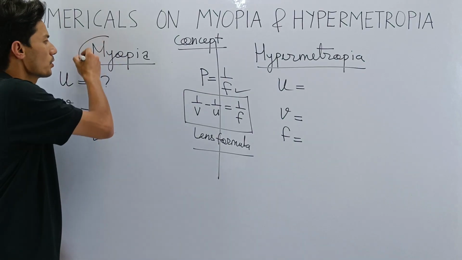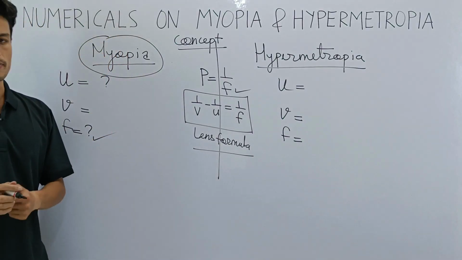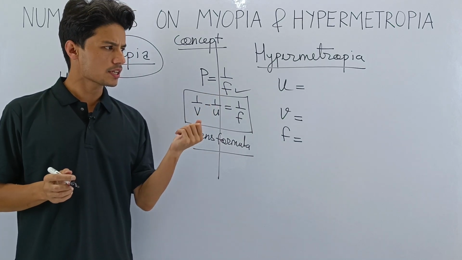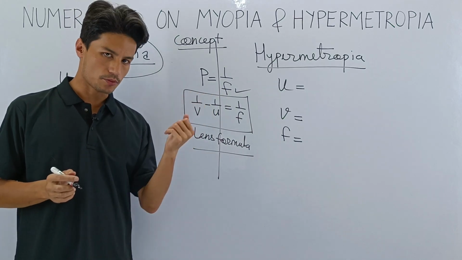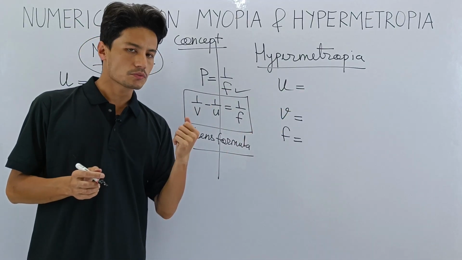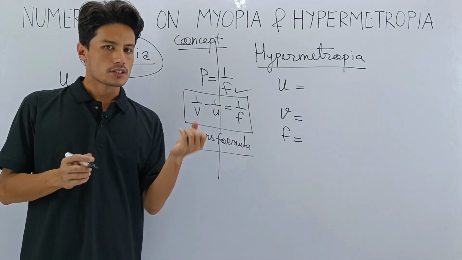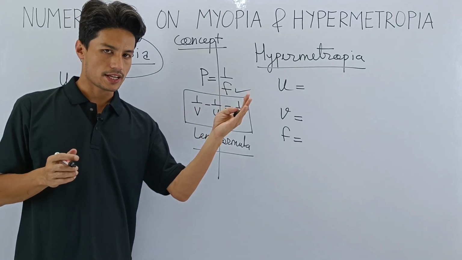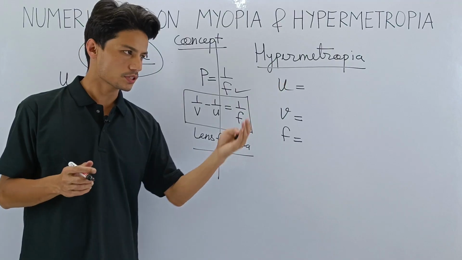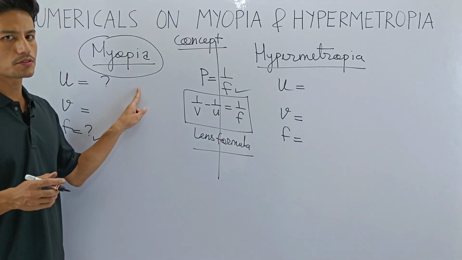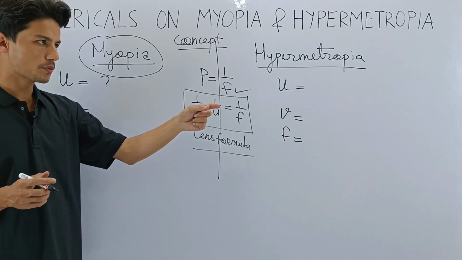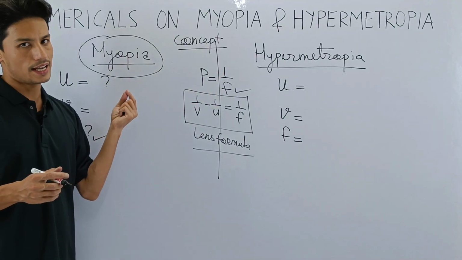Let me teach you how to derive u in both myopia and hypermetropia. Now let's say we are doing a question on myopia. Myopia being short-sightedness, the person has no difficulty seeing near objects, but has difficulty seeing far objects. So we will consider the problem that he has, where he cannot see far. So we will consider the far vision of a healthy person.